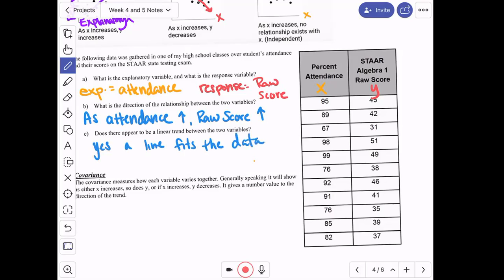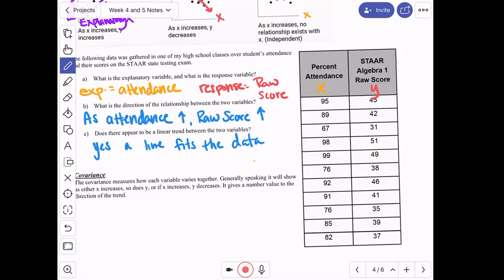Now, I'm going to verify that numerically through this thing that I call the covariance. The covariance itself is just this value that's going to tell me how X and Y are varying together. Generally what that means is that as X increases, the Y value should also increase. So for a high attendance, I should have a high test score. For a low attendance, I should have a low test score. So I'm telling you how they vary.